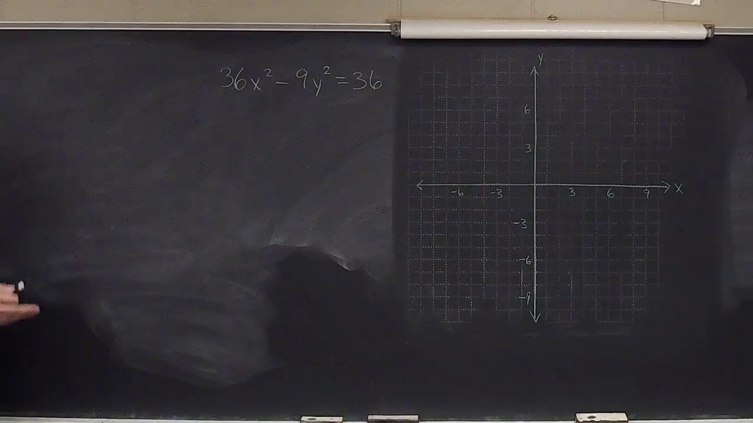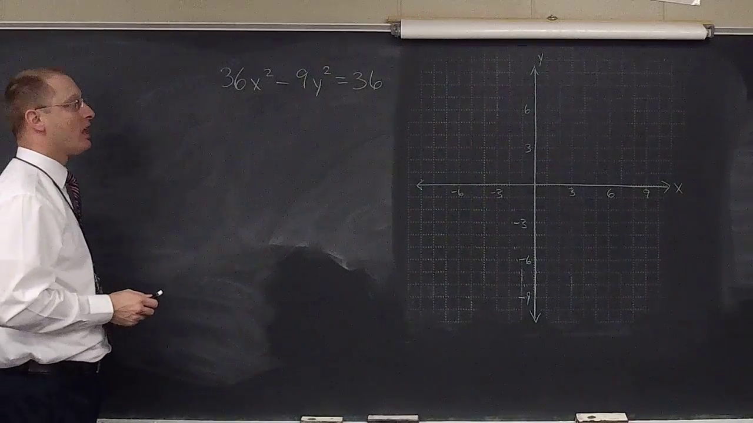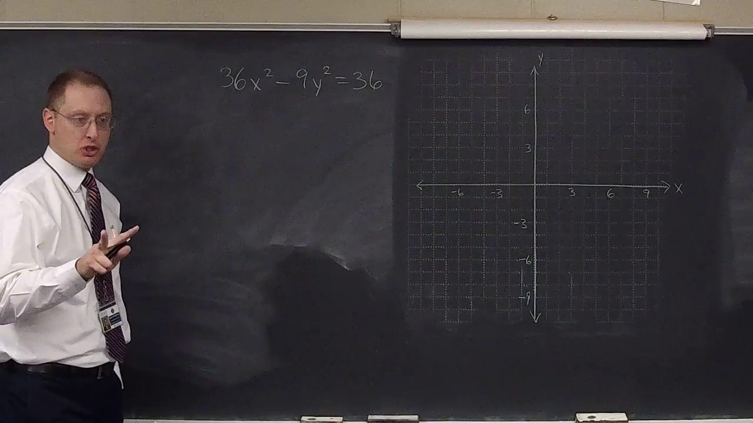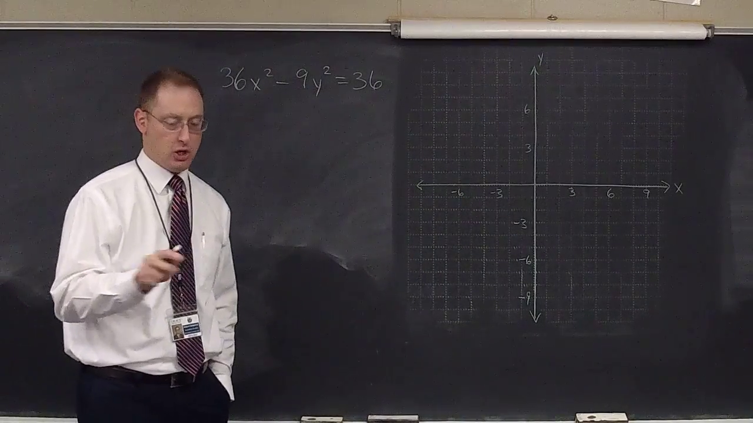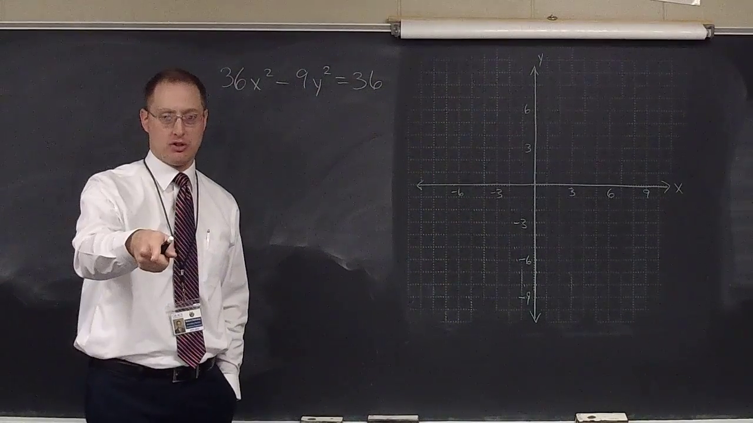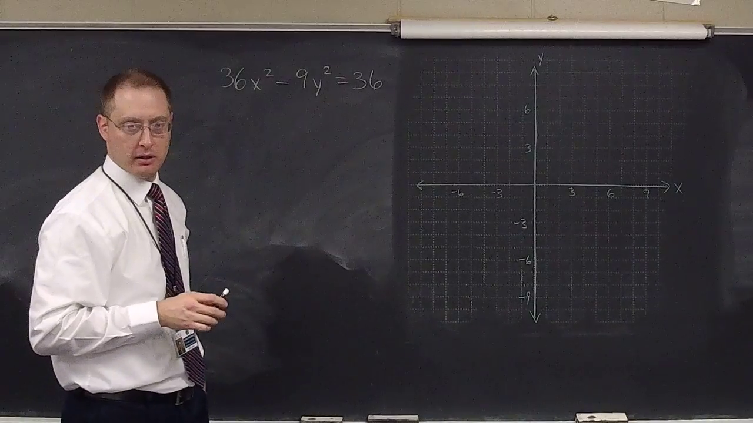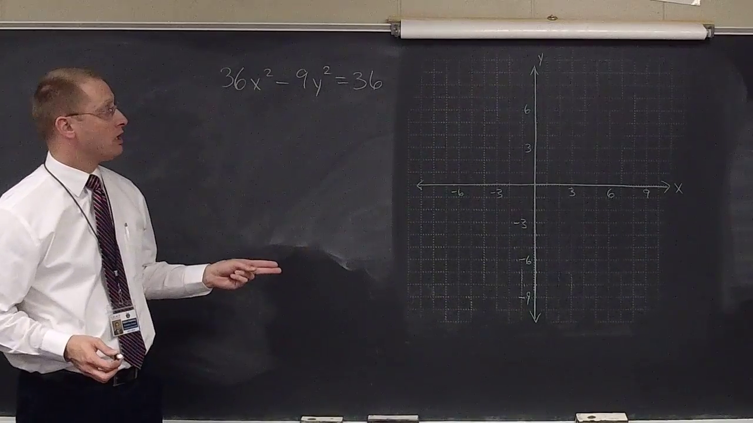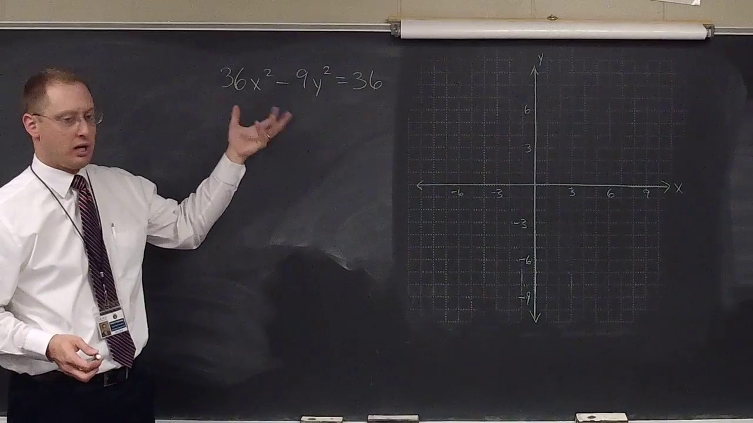What's the first thing we had to do, Quentin? Divide everything by 36, because we want to set the equation equal to 1. And there's only 2 times we set equations equal to 1. We don't do that for every conic. Which conics do we set equal to 1, Jamie? The ellipse and the hyperbola. Ellipse and hyperbola. So how do we know this is an ellipse or a hyperbola?